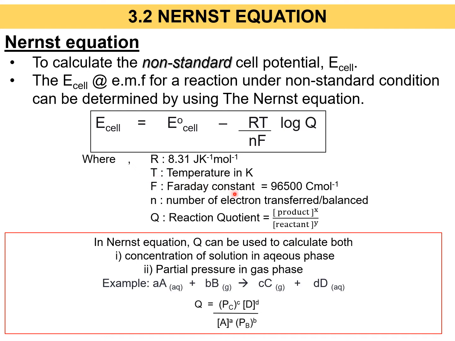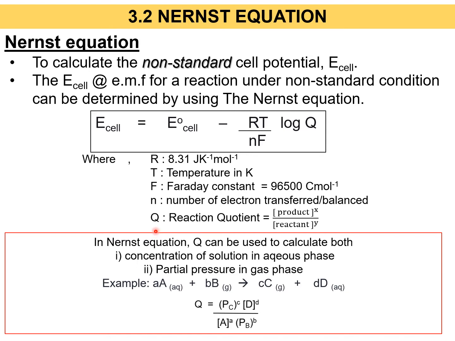T ialah temperature and it must be in Kelvin unit. F ialah Faraday constant. Ni diberi dekat dalam kamu punya kertas exam paper. N adalah the number of electron that is transferred ataupun balance number electron. Q ialah reaction quotient. Okay, this one is not something yang you tak familiar. You have met this before dekat chapter 6 semester 1.